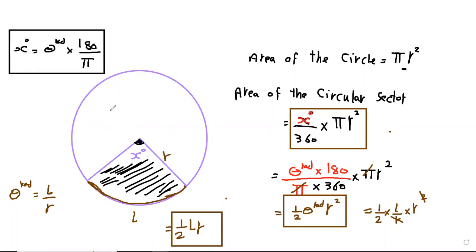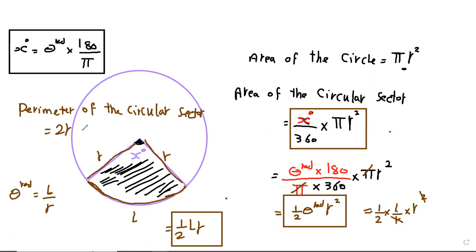What is the perimeter of the circular sector? The perimeter of the circular sector equals, we have here R, and here we have R, so it's 2R plus L. That is the perimeter of the circular sector.